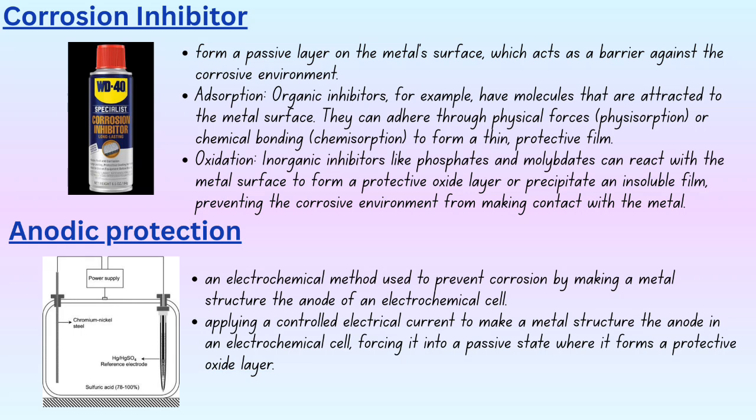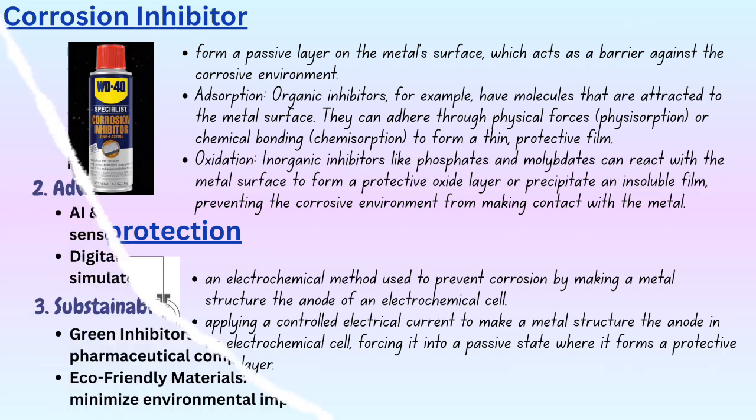This concept of a protective layer is taken a step further with anodic protection. Unlike cathodic protection, this method makes the metal structure the anode of the cell. By applying a carefully controlled current, we force the metal into a stable, passive state where it forms its own highly protective oxide layer, effectively putting it into a state of suspended animation against corrosion.